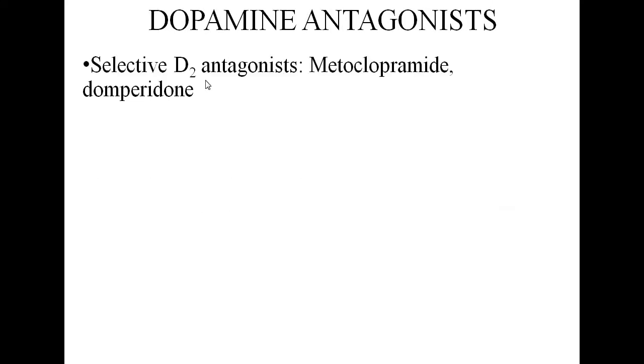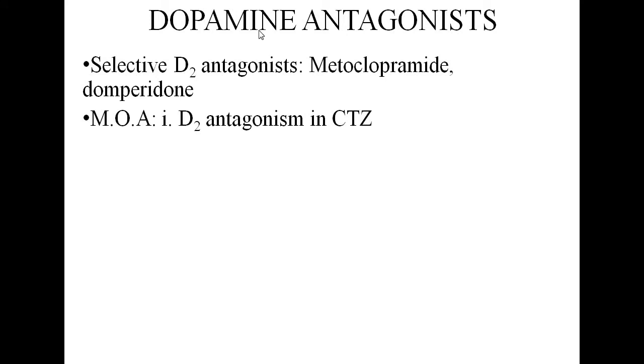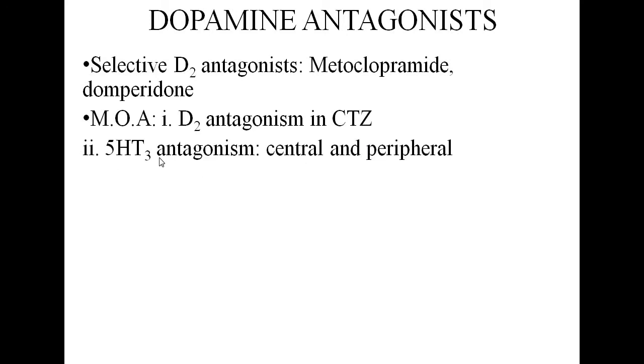Now coming to the selective D2 antagonists. In this group, we have metoclopramide and domperidone. There are one or two important differences between metoclopramide and domperidone. So the mechanism of action of both metoclopramide and domperidone is multiple. One is blockade of D2 receptors in the chemoreceptor trigger zone. Second, 5-HT3 antagonism or block both centrally and peripherally.